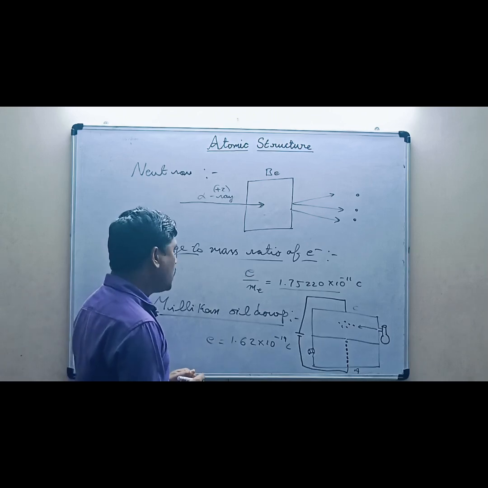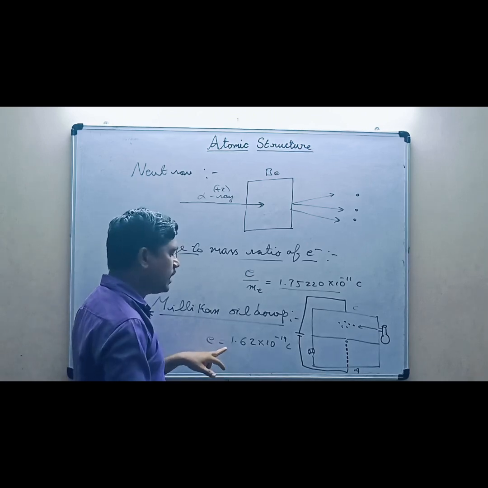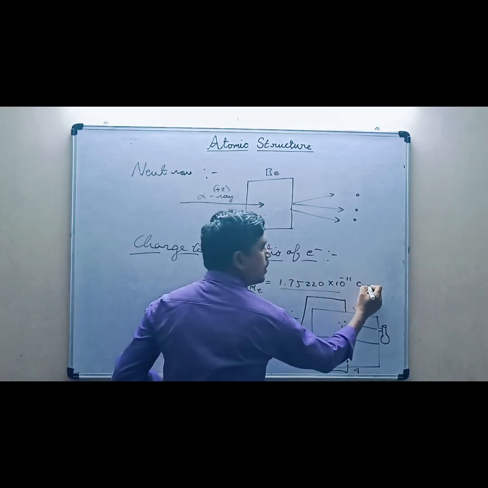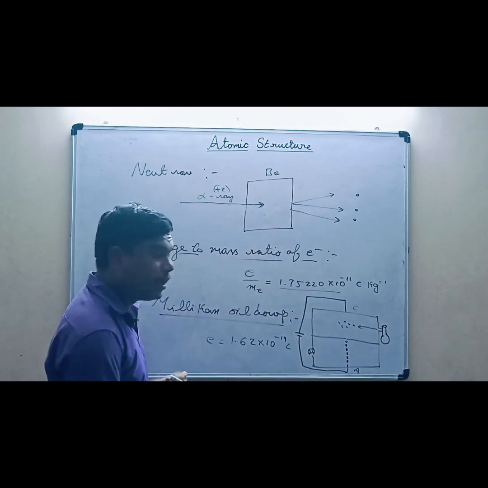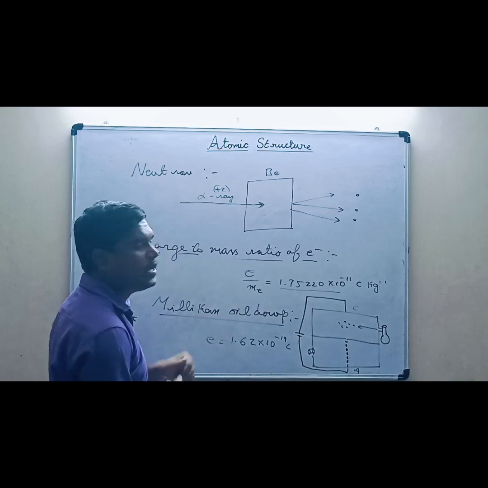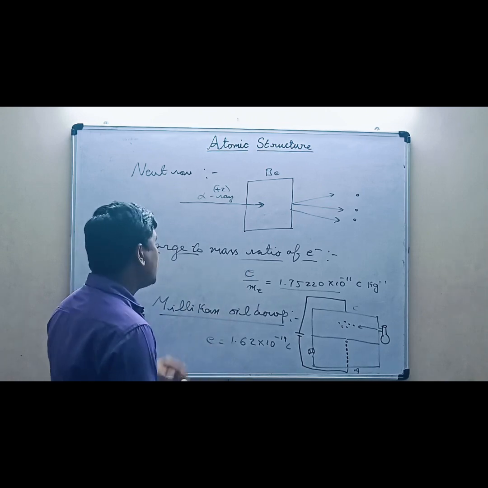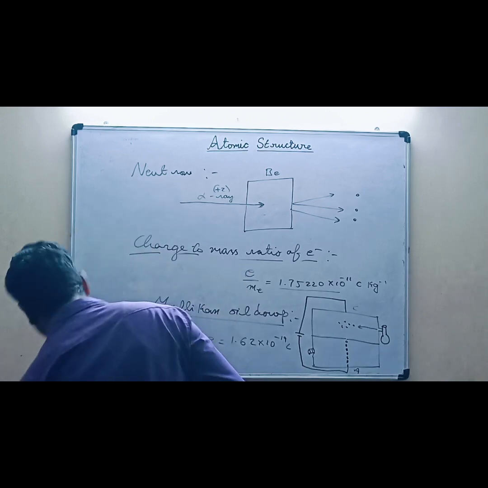Okay, good. So we got the charge of an electron and we know the charge to mass ratio of an electron, right? Now by taking these two values, we can find the mass of the electron. So what is the mass of the electron?